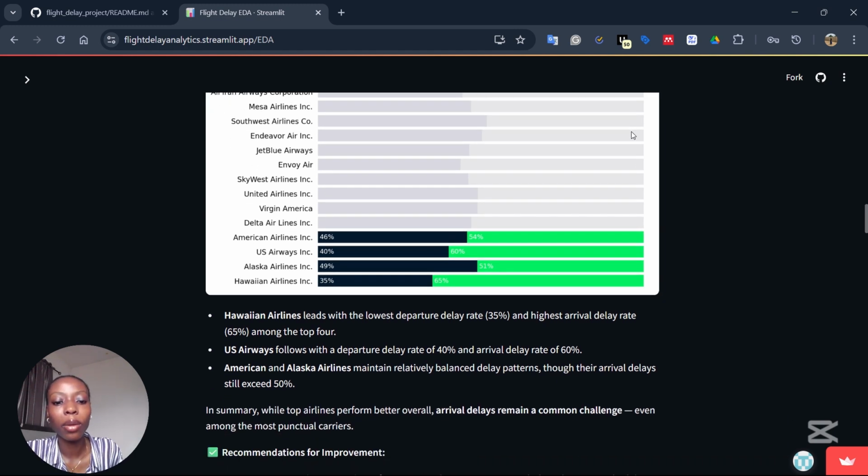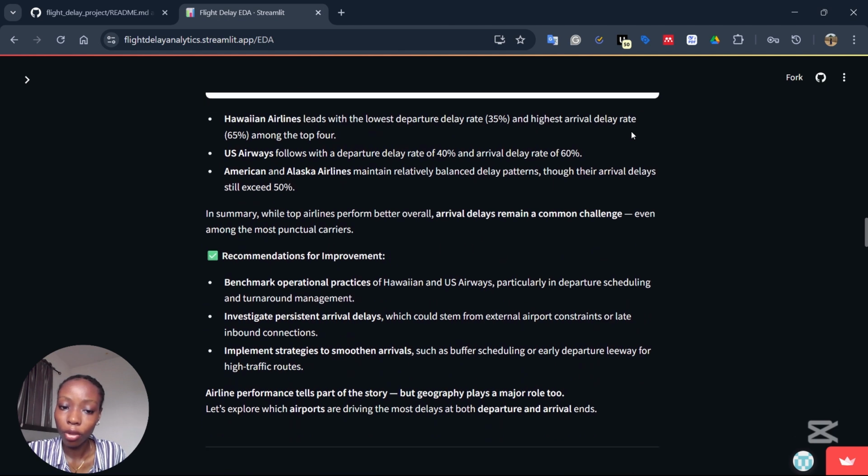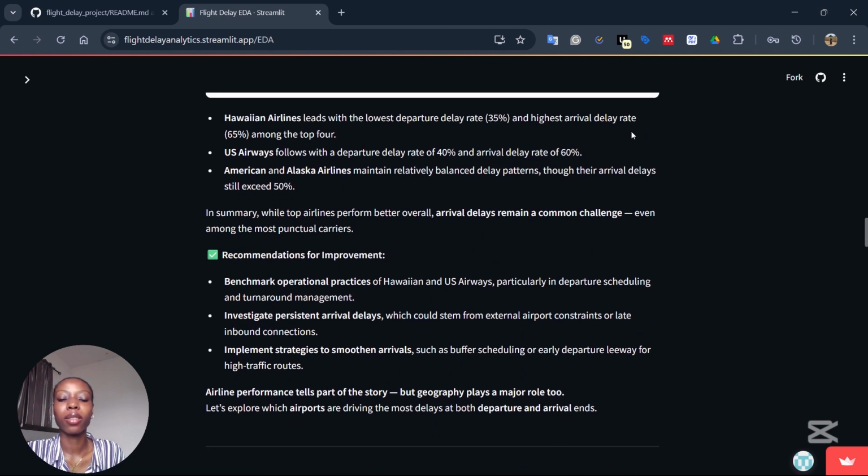So in summary, while top airlines perform better overall, arrival delay still remains a common challenge even among the most punctual carriers. Recommendation for improvement: benchmark operational practices of Hawaiian and US Airways, particularly in departure scheduling and turnaround management. Investigate persistent arrival delays, which could stem from external airport constraints or late inbound connections. Implement strategies to smoothen arrival, such as buffer scheduling or early departure leeway for high traffic routes.